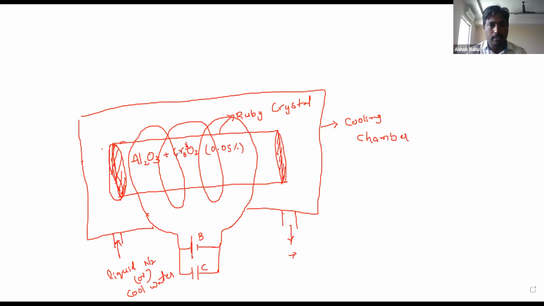So in that, the active particles are chromium particles. The active medium is the ruby crystal. All of you try to remember the active medium, active particles, and pumping mechanism. These are all the things you should remember. The active medium is the ruby crystal. Within the chromium energy levels, we get the laser. The active particles are chromium particles.